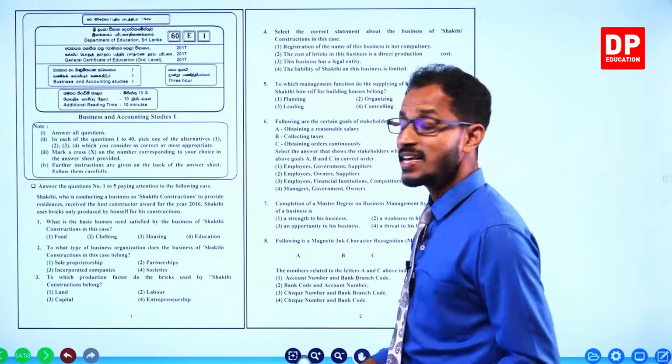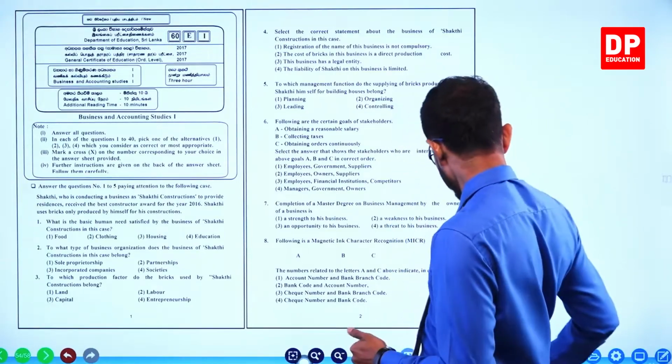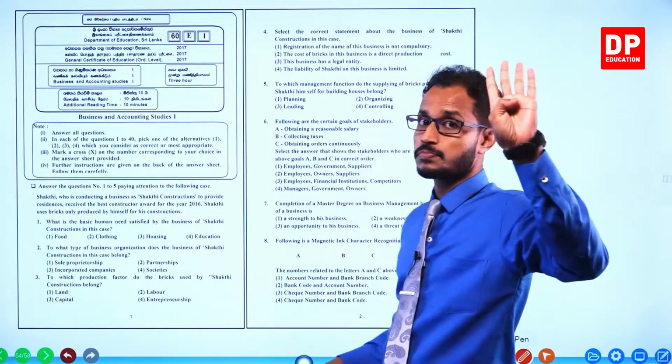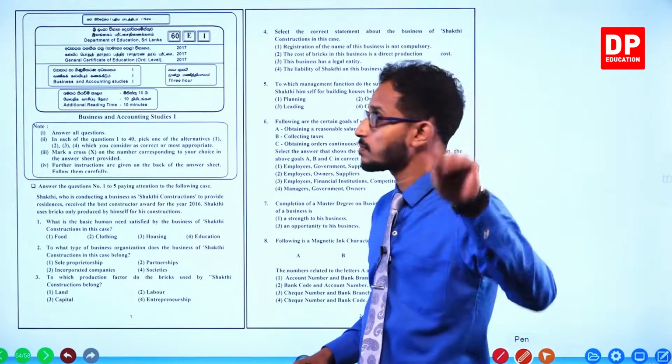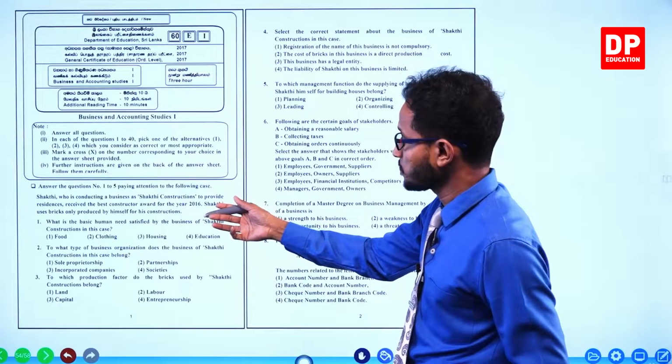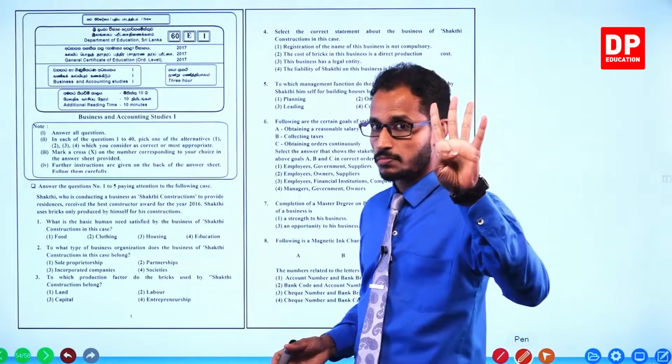The first paper is the MCQ paper. The MCQ paper carries 40 questions, from the first question until question number 40.